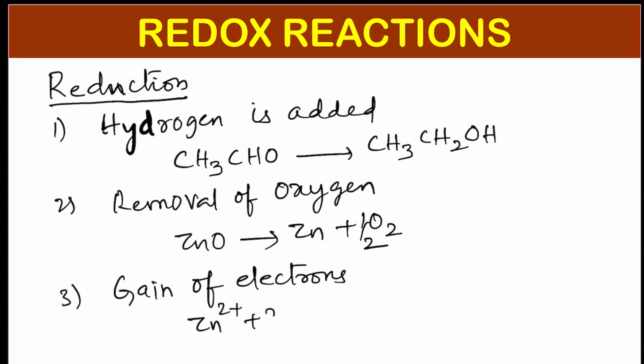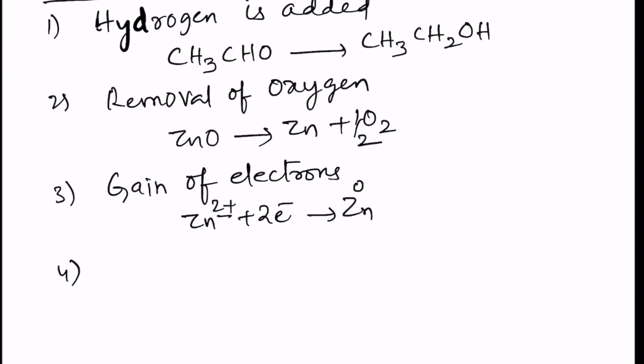Zn2+ plus 2 electrons converts into Zn. There we learned that 0 oxidation state is changing to +2. Increase in oxidation state is oxidation. Now here we find that +2 is changing to 0.